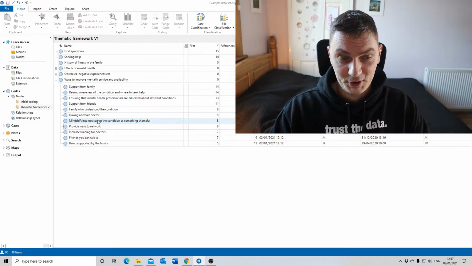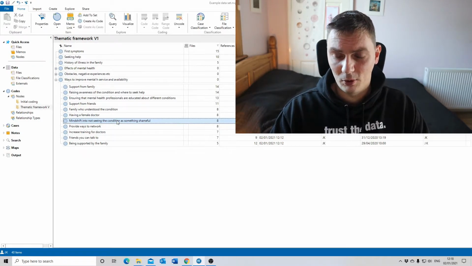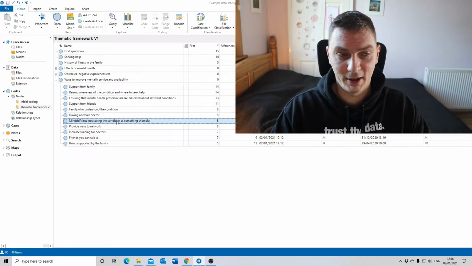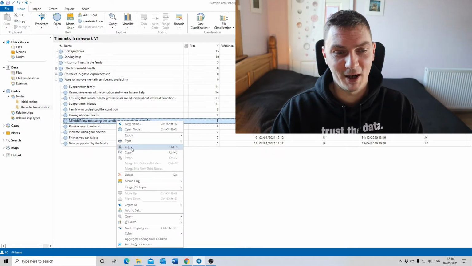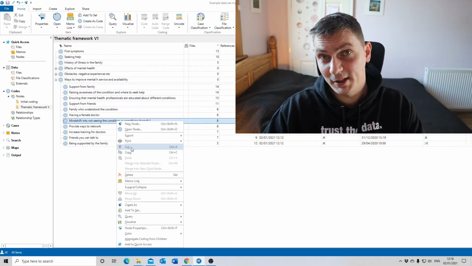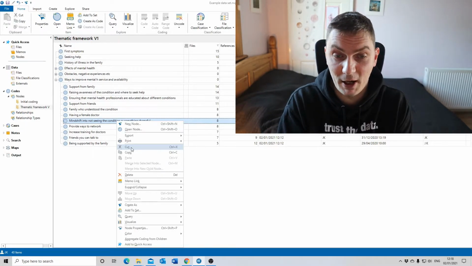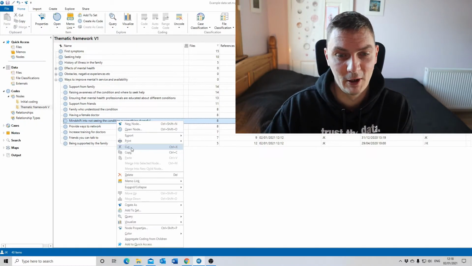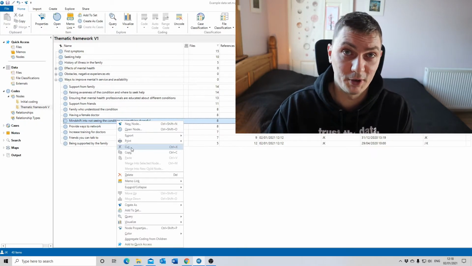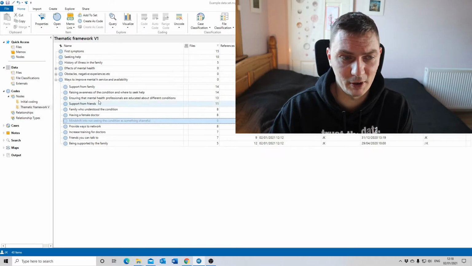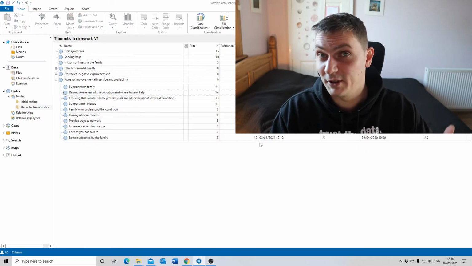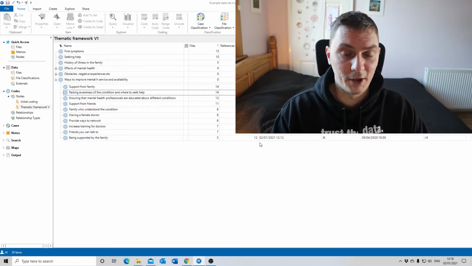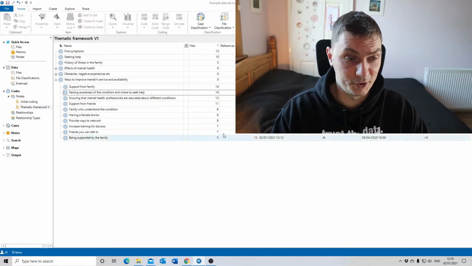Mind shift into not seeing this condition as something shameful. So what about this mind shift? What does it tell us about ways to improve this availability and service? So perhaps it is about raising awareness. We could either break it down into more detailed sub-themes and talk specifically about this mind shift, so giving people tools to undergo this mind shift, or this can be something general. Again, it may be just about raising awareness, because if you're aware, you're likely to have this mind shift of not seeing this as something shameful.